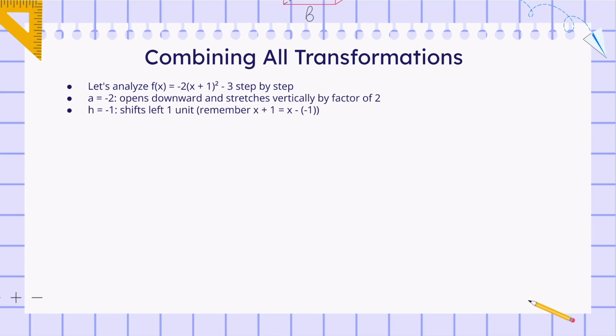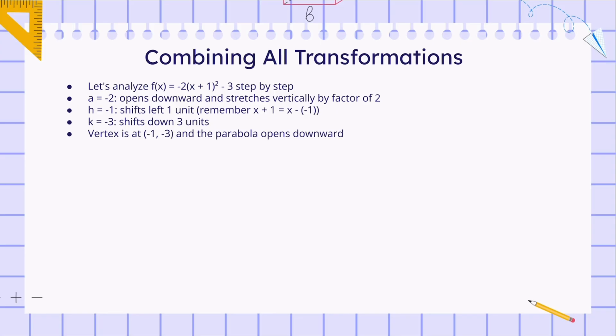Now, that negative 1, which I know it says plus 1, but remember we set that bracket to 0, tells us that it shifts the graph left by 1 unit. So now we've got this graph that opens downwards, is stretched vertically by a factor of 2, and shifts left by 1 unit. Now we're going to talk about that minus 3 outside the bracket, which is the k value. If the k is less than 0, in this case negative 3, that means it shifts down by 3 units. So from the original parent function, we have this graph that is reflected over the x-axis, stretched vertically by a factor of 2, shifted left, and shifted down.